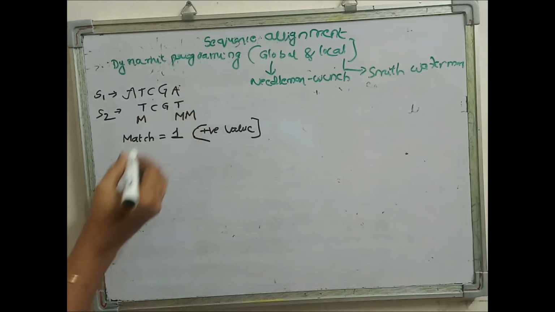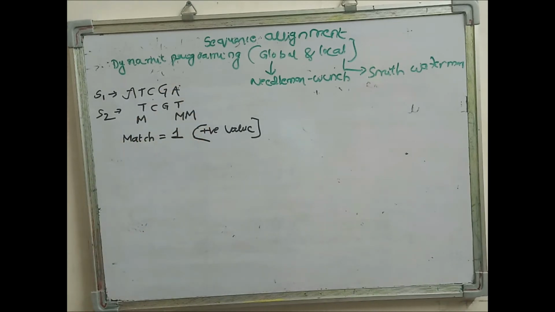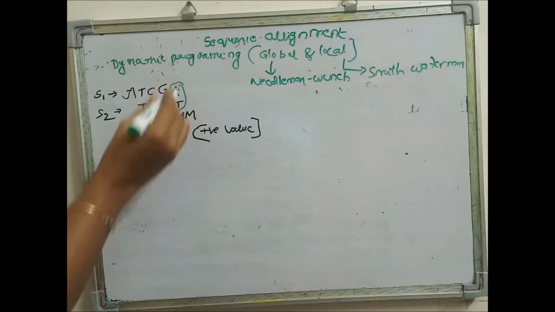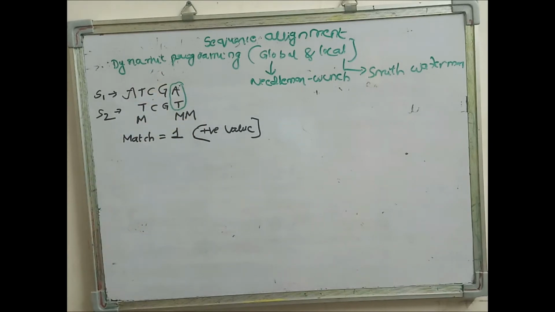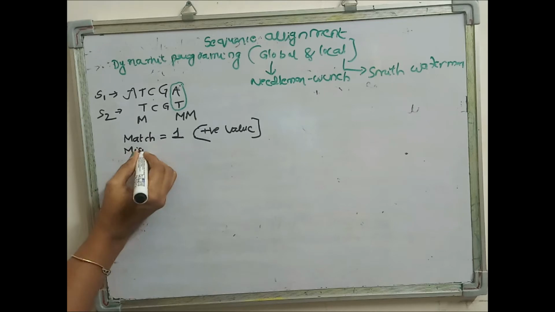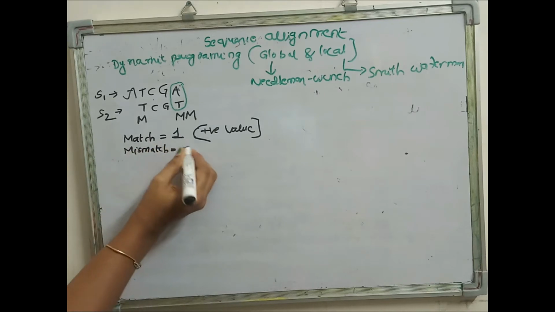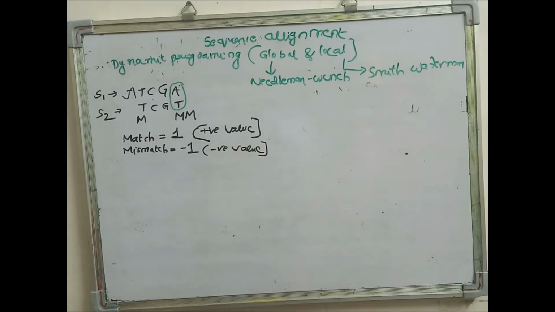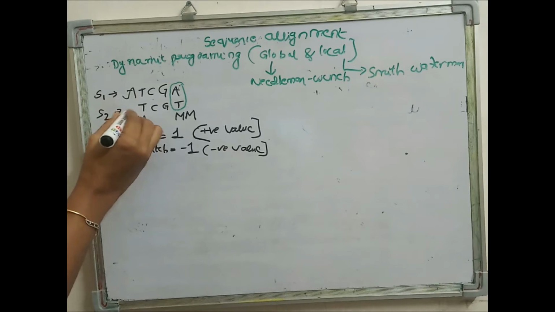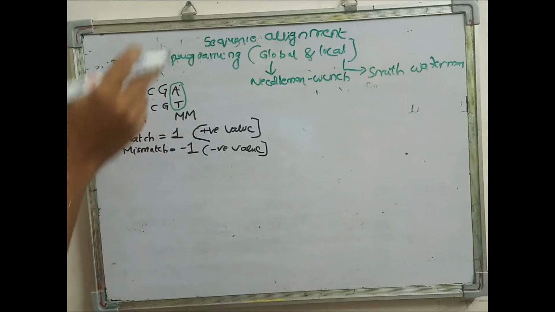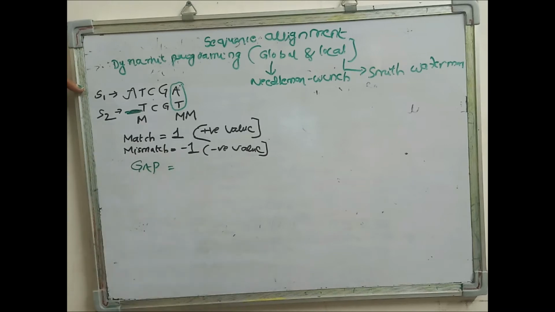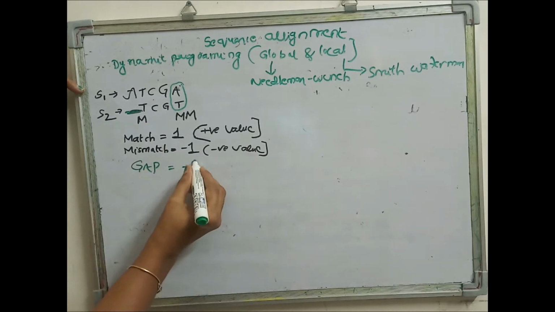When you take a mismatch, A and T, where A is in sequence 1 being compared with T in sequence 2, then it is called a mismatch. Mismatch we always take as a negative value. It is an assumption. And here you can see there is a gap. If you keep the gap here, then the alignment is the best alignment. If you introduce any gap into a sequence alignment, the gap score might be -2.